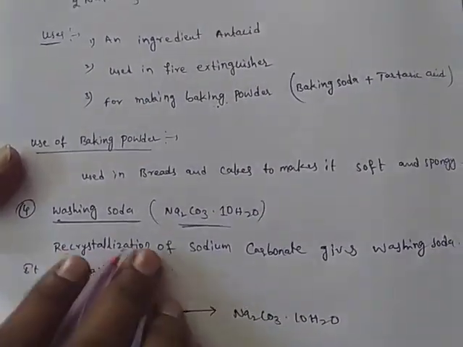And next, what are the uses? Uses of washing soda: in the glass, soap and paper industry we can use washing soda. And in the manufacture of borax also we can use washing soda. And as a cleaning agent in houses, we use washing soda to clean clothes and houses. And for removing hardness of water, these are the uses of washing soda.